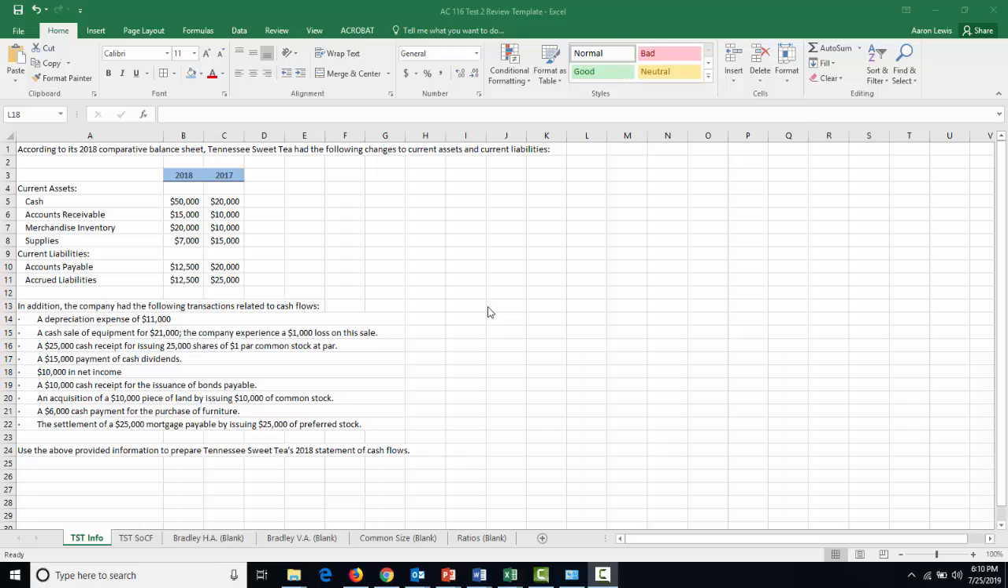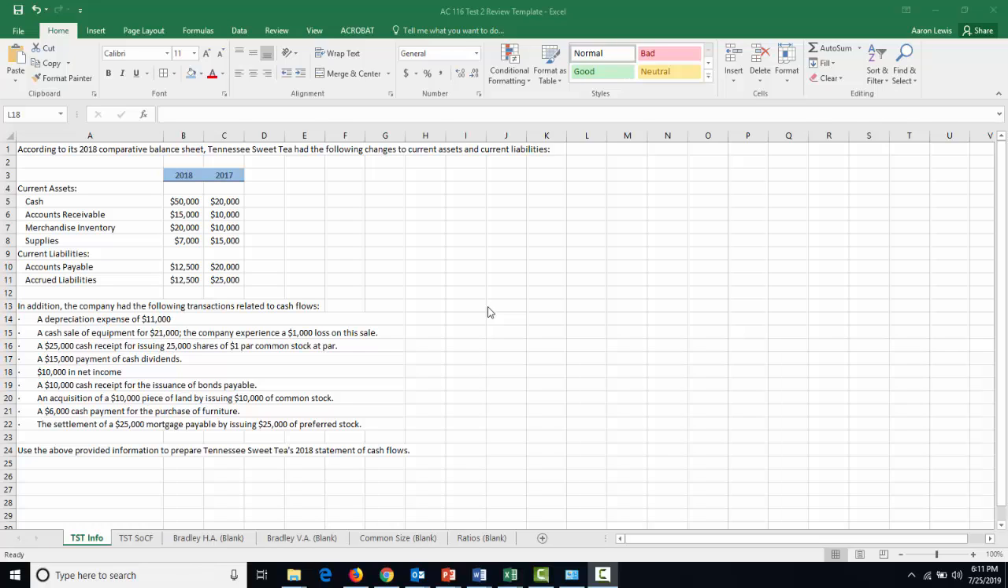And we can see right now the number that we're looking for is the solution to our statement of cash flows. It's going to be equal to whatever cash changed by from the last period to this period. So Tennessee Sweet Tea had $20,000 in cash at 2017's end. Now they have $50,000 in cash at 2018's end. So right when we start, we know that the end line of our statement of cash flows is going to have to be a net increase in cash of $30,000.